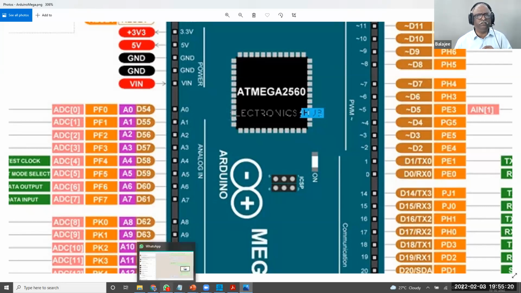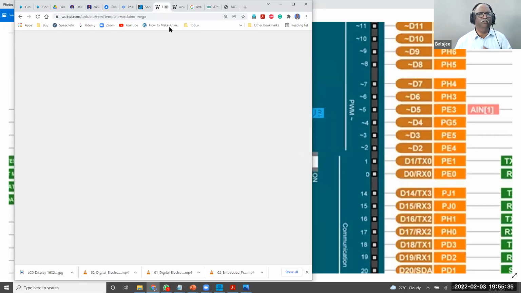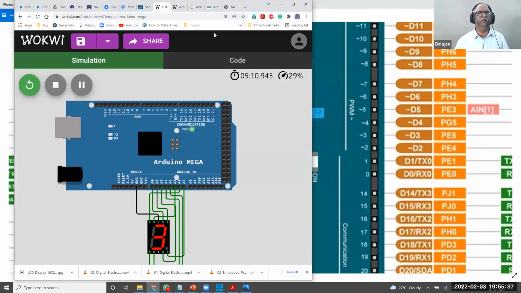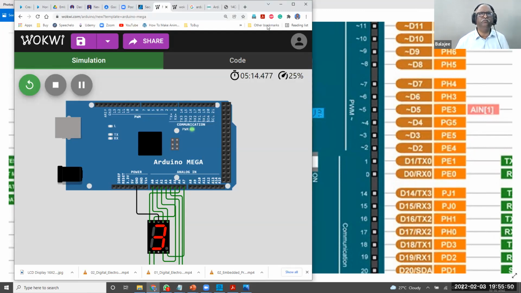What we did was, we used this board and we connected a segment display. Since I've used this one, let me show this one here. PF0 to PF7, A0 to A7, I've connected that. Is it clear?